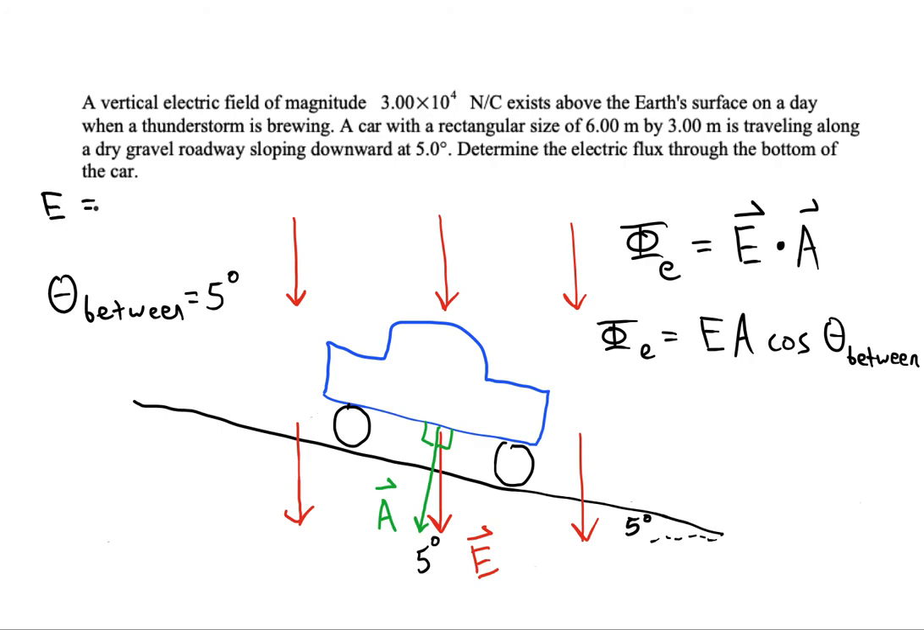Our electric field magnitude is 30,000 newtons per coulomb. And the size of the area of the car's bottom is going to be 6 times 3, which is 18 meters squared. Let's plug in everything that we have and find this electric flux.